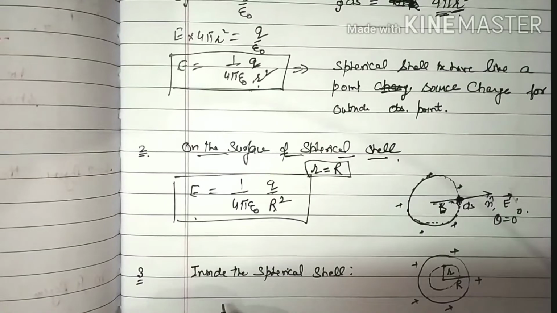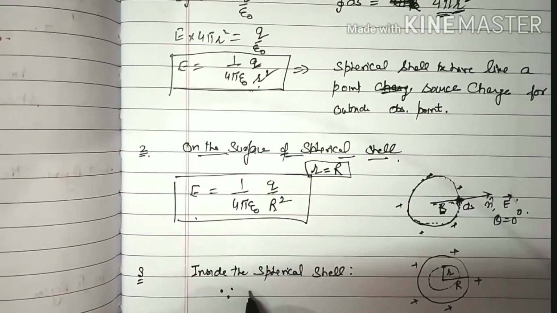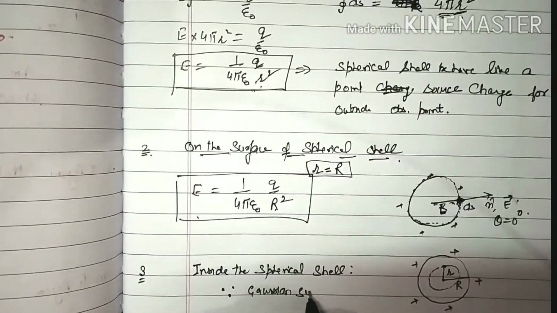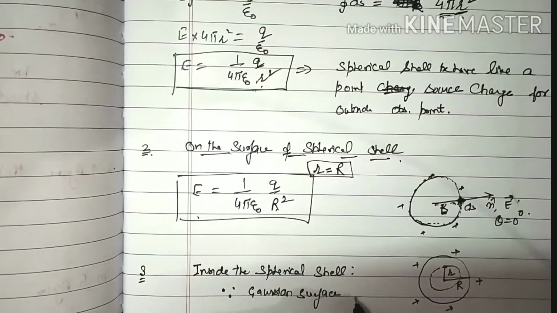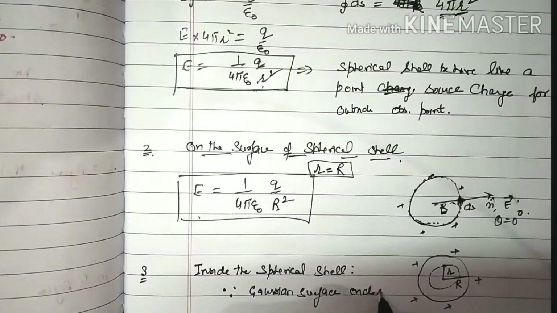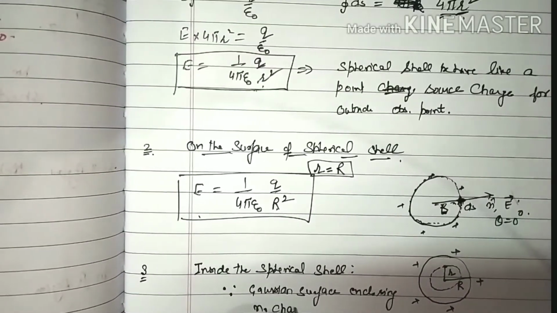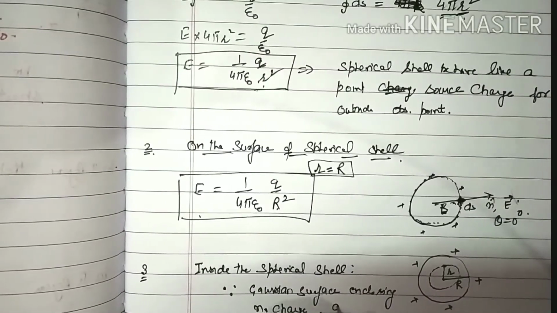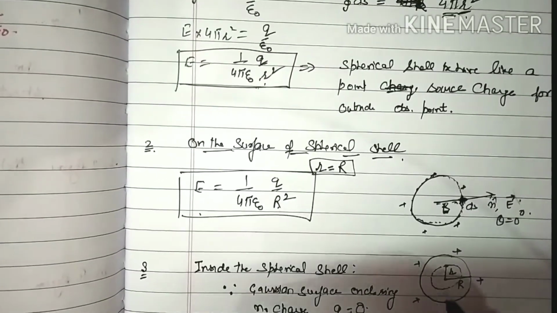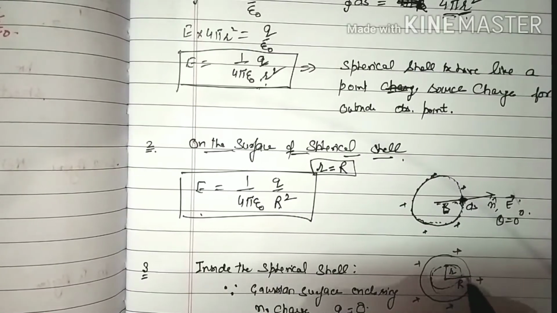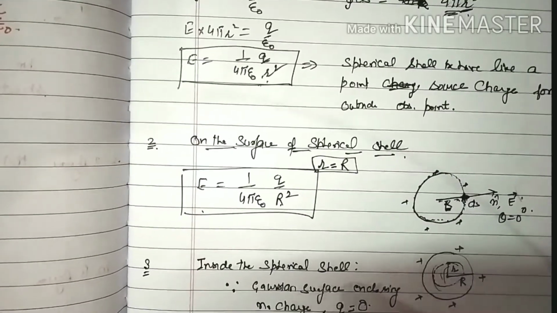Now because the Gaussian surface is enclosing no charge, that is q is equal to 0. Inside this Gaussian surface there is no charge. This Gaussian surface does not enclose any charge.